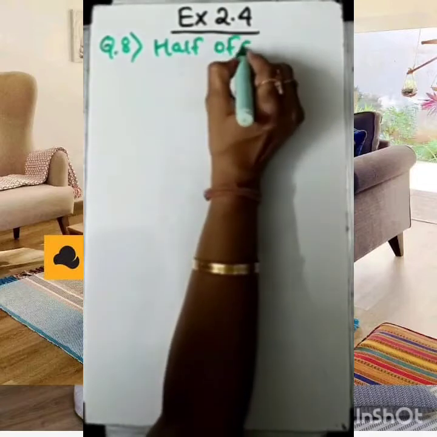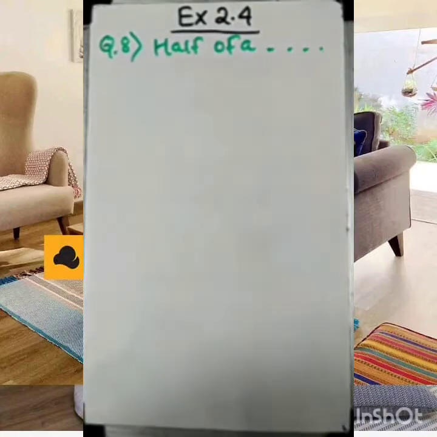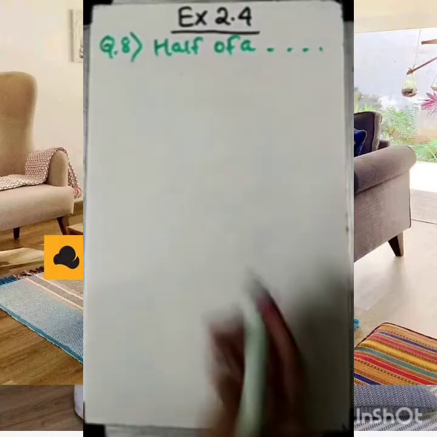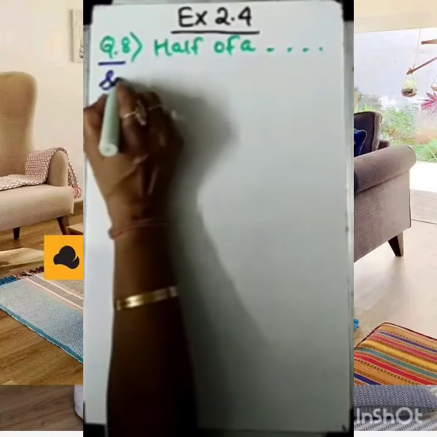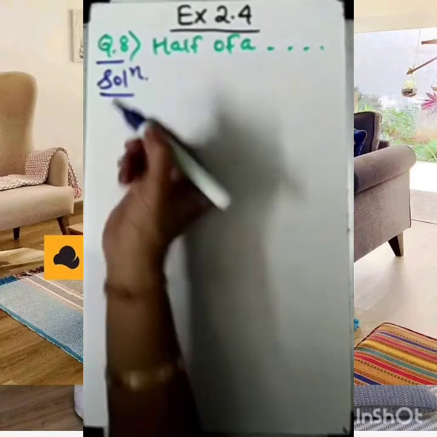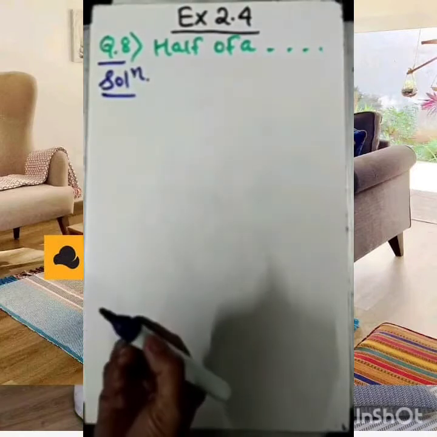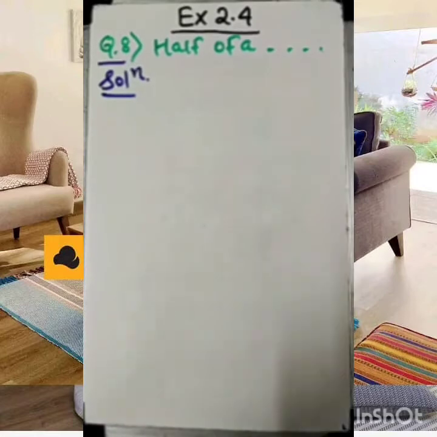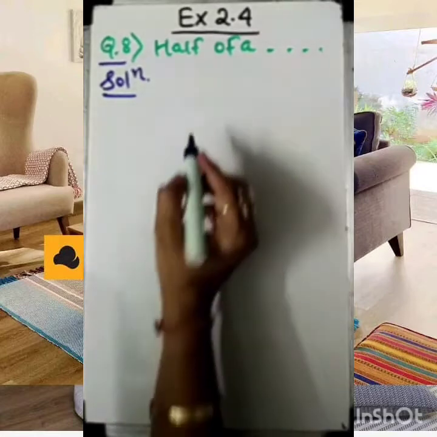Half of a deer. This is the question. Let's begin its solution. Actually, we are asked in the question the number of deer we have to find in the herd. Herd means a group. Okay. So, what we have to do?